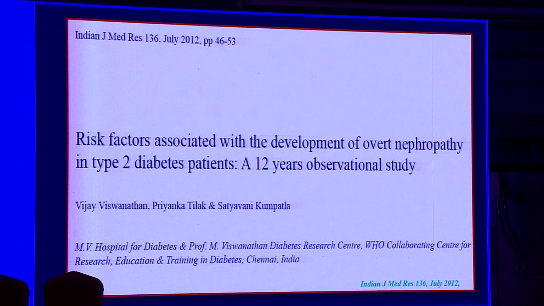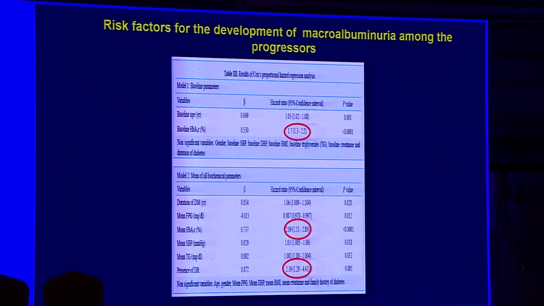So we took two sets of patients. No, we had one set of patients who had no albumin in the urine to start with, and she did a 12-year follow-up, and we found that some patients developed nephropathy, some patients did not. So progressors and non-progressors. And she found that the baseline HbA1c, the mean HbA1c throughout these 12 years, presence of diabetic retinopathy, triglyceride and systolic blood pressure, only these 4 came out important for kidney progression. Triglyceride, systolic blood pressure, not diastolic, presence of retinopathy, HbA1c at baseline and HbA1c during follow-up.